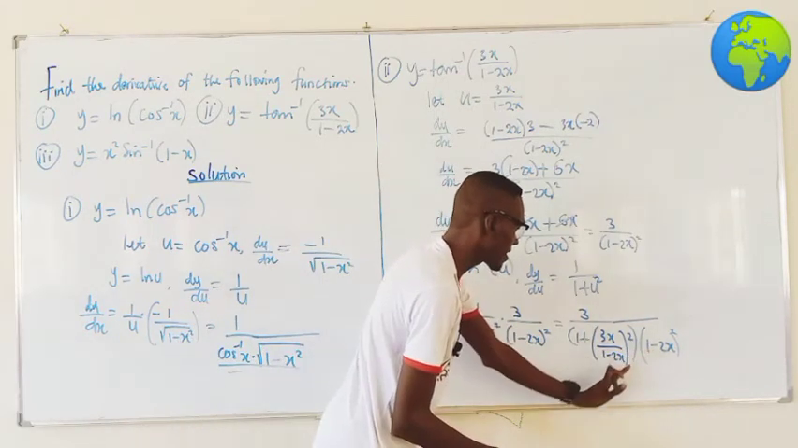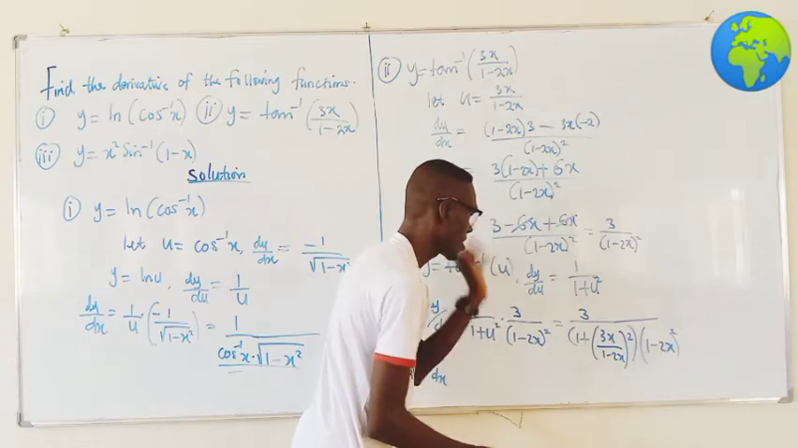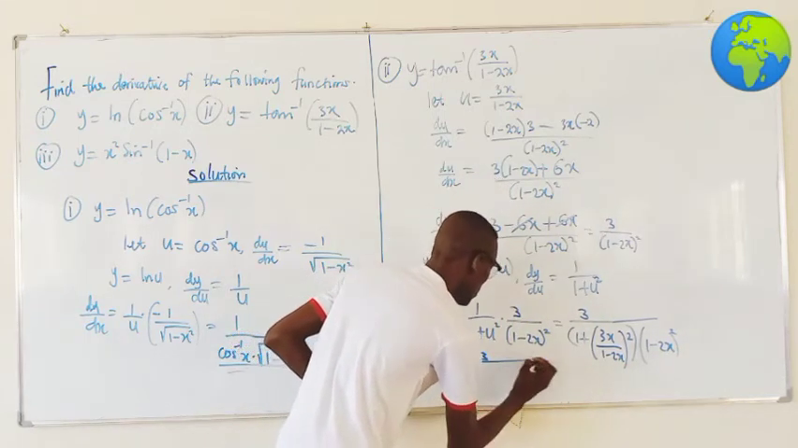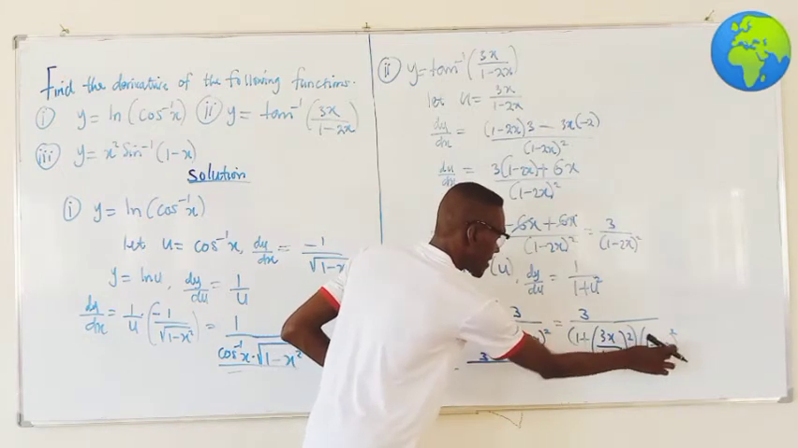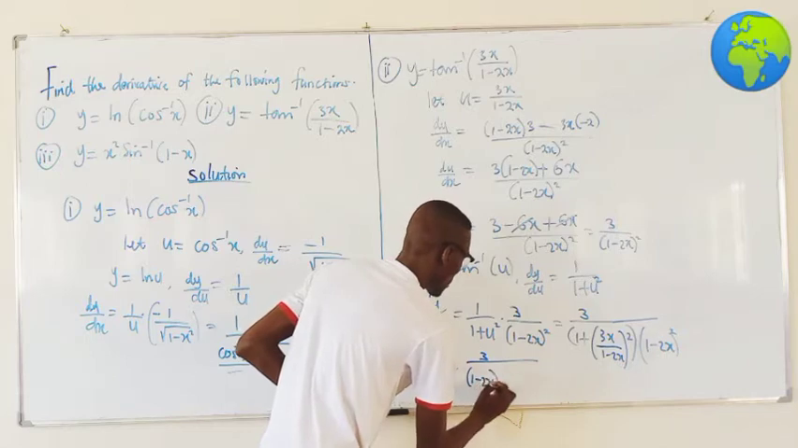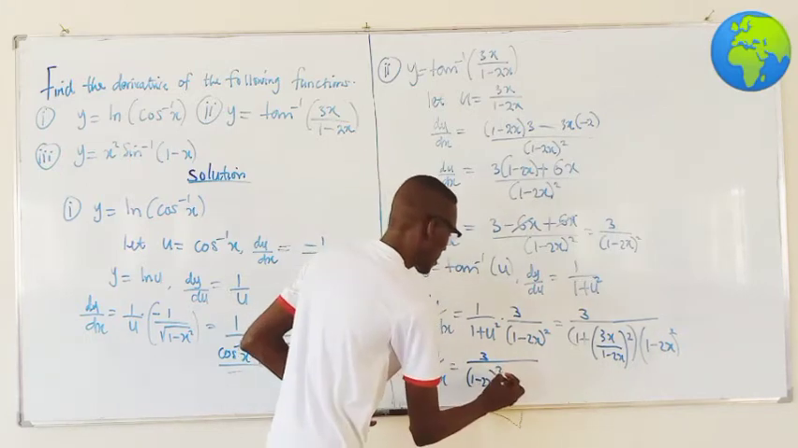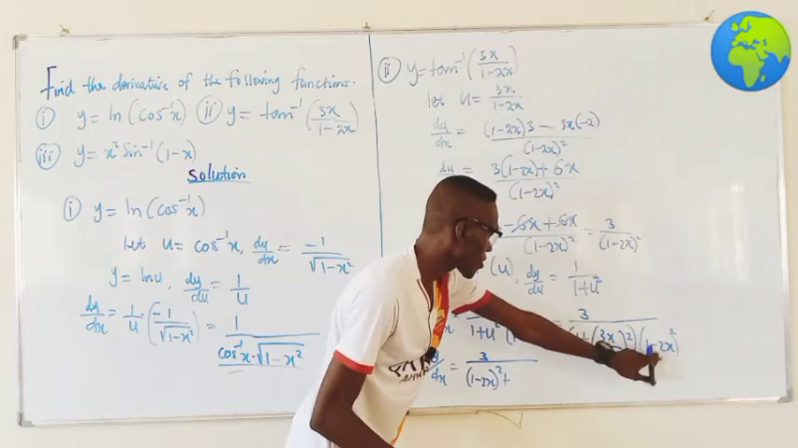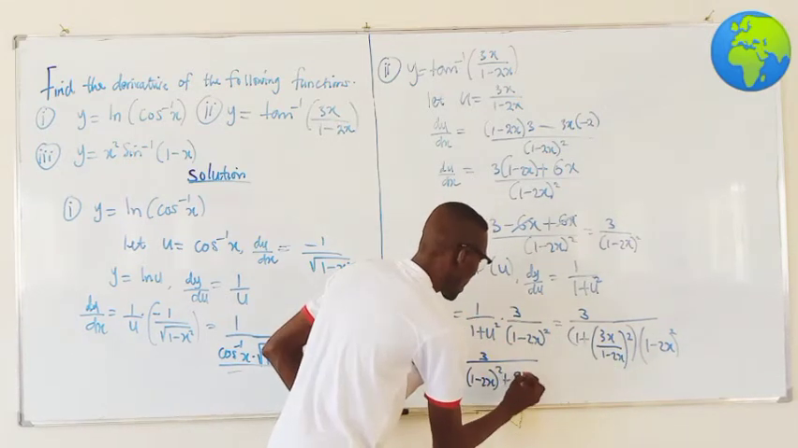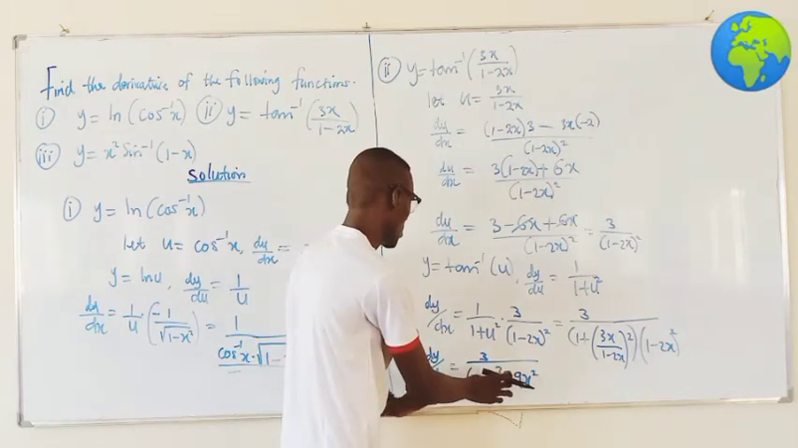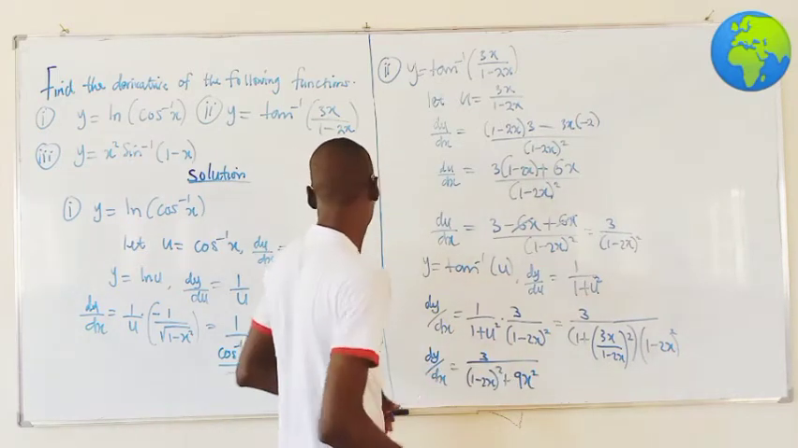You can simplify this down just like what we did in the last one. If you have to simplify this down, I'll just do it straight. 3 over, if you multiply this and this, I'm going to have 1 minus 2x all squared, right? Then plus, if you multiply, this is squared, right? This will cancel out. What I'll be left with is 9x squared. And this is the result of the second question.